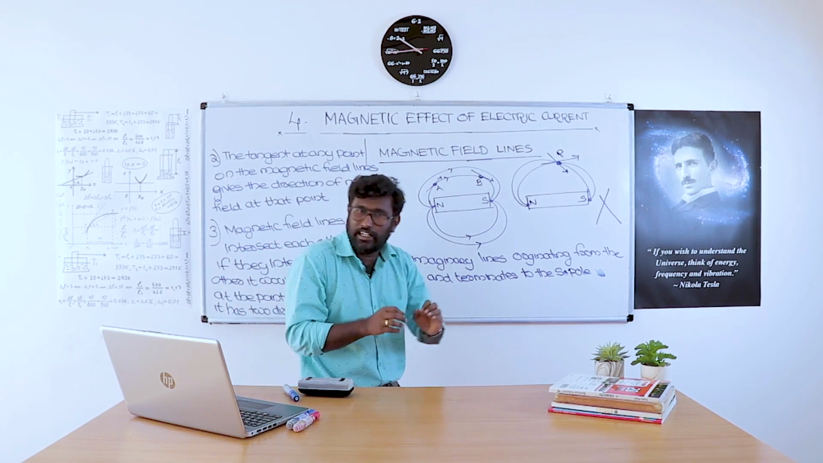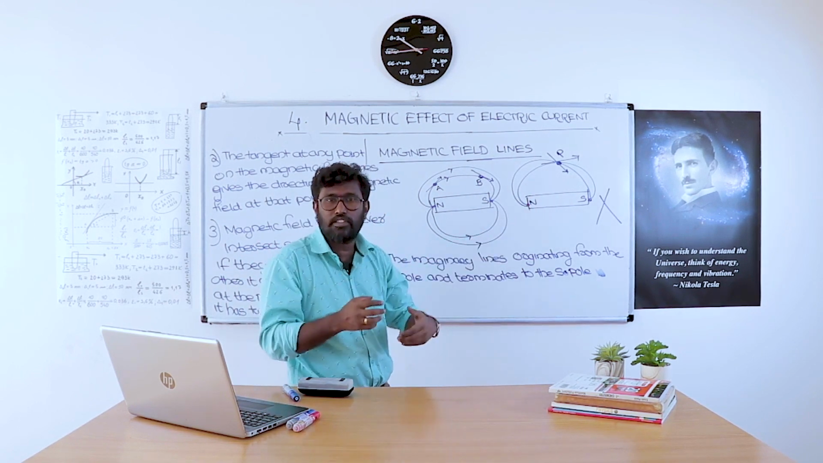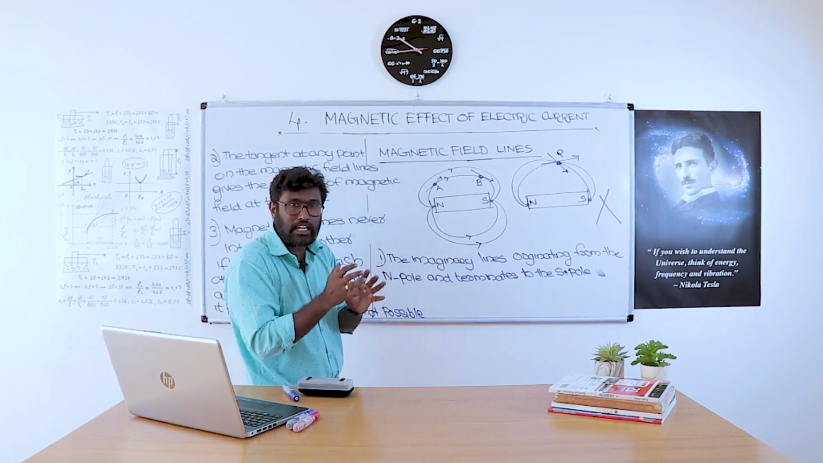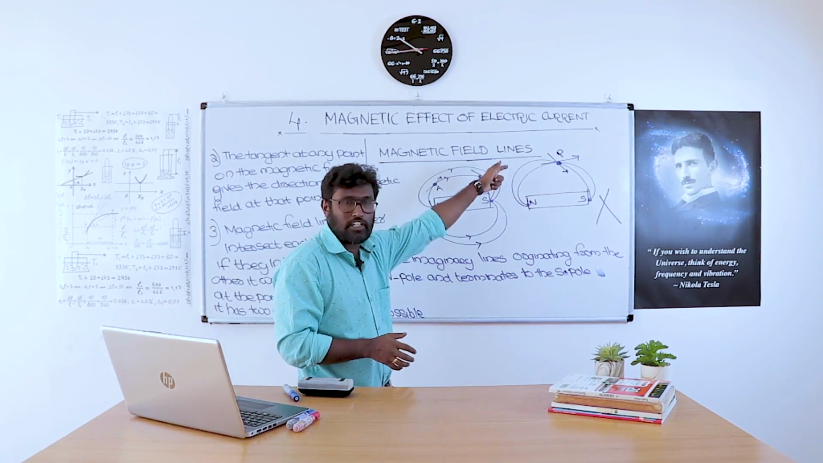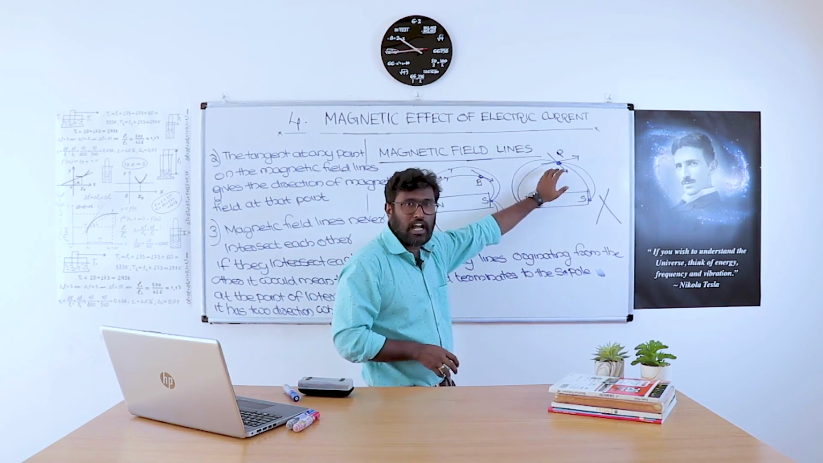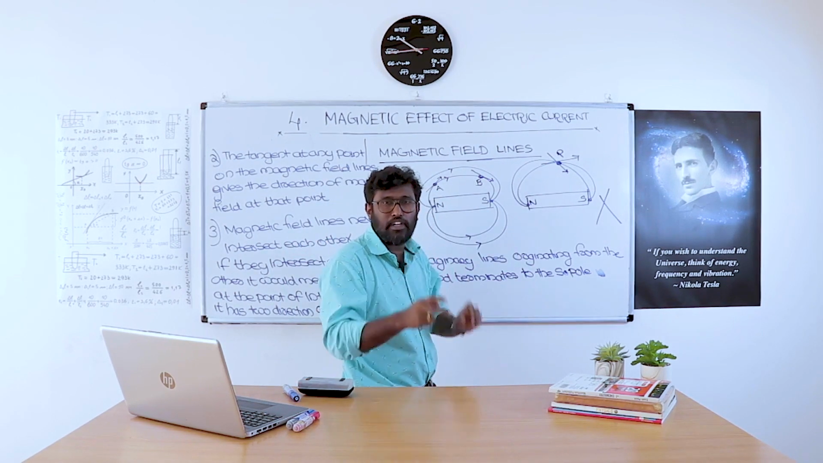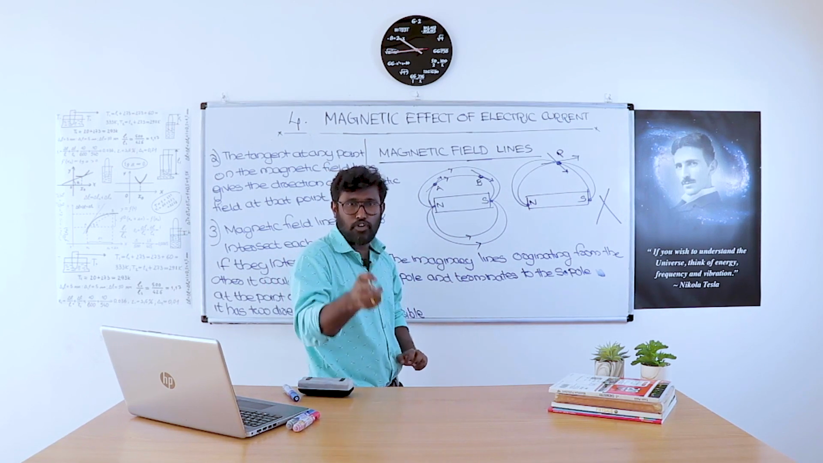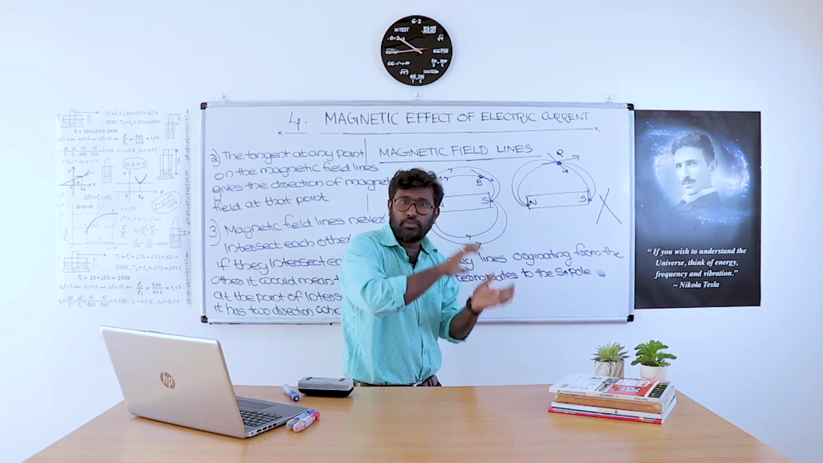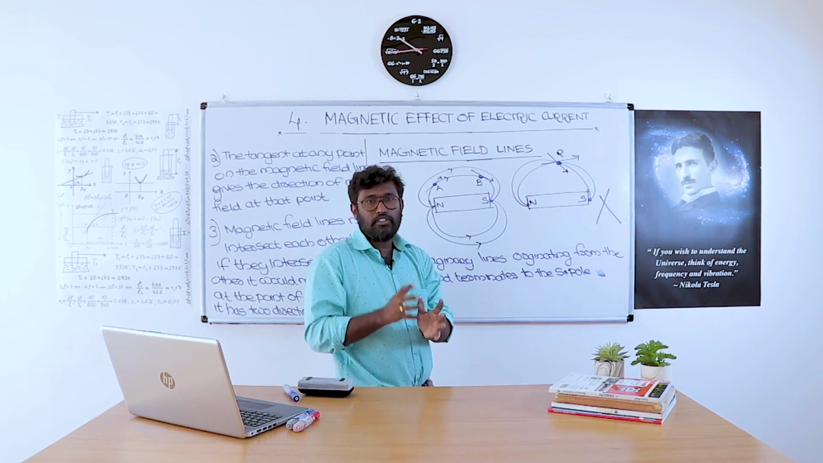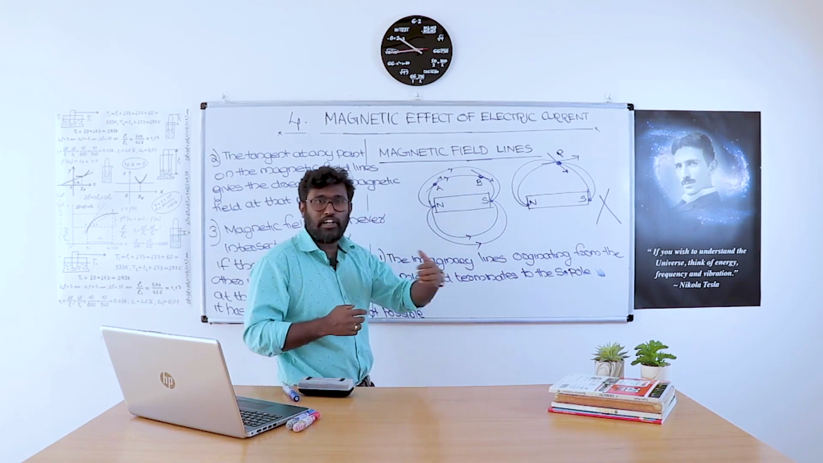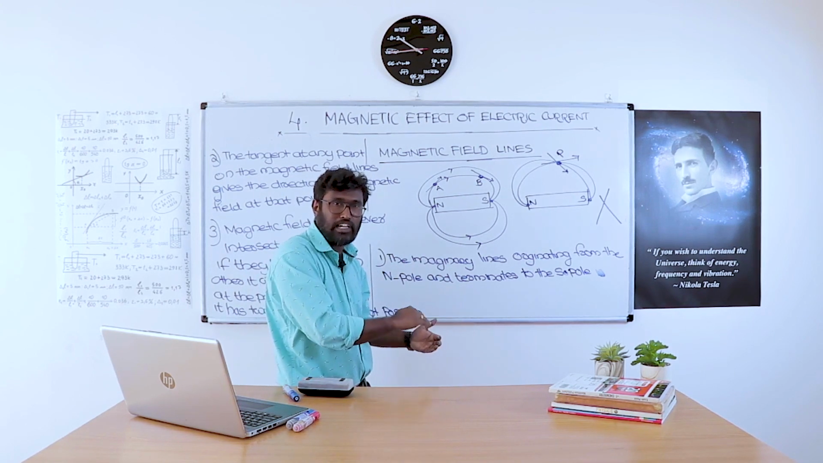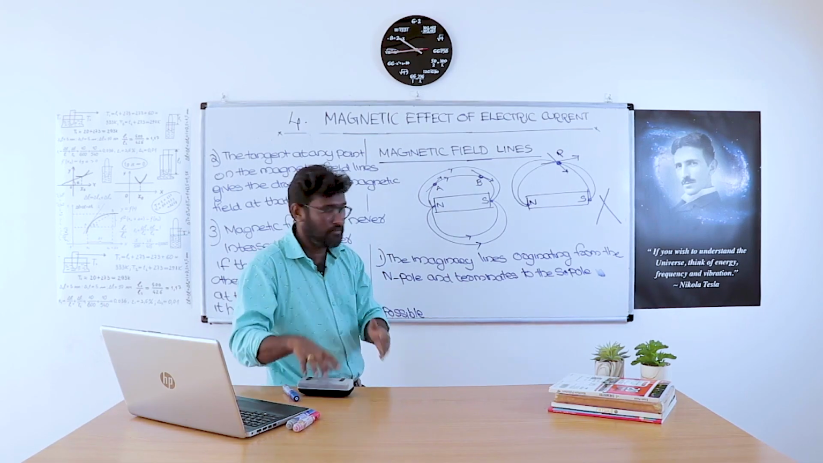The tangent at any point on the magnetic field lines gives the direction of magnetic field at that point, and the magnetic field lines never intersect each other. If they intersect each other, it would mean that at the point of intersection, magnetic field has two different directions, which is not possible. For a single point, two directions are not possible. That's why we can say that magnetic field lines never intersect each other. That's all about magnetic field and magnetic field lines.